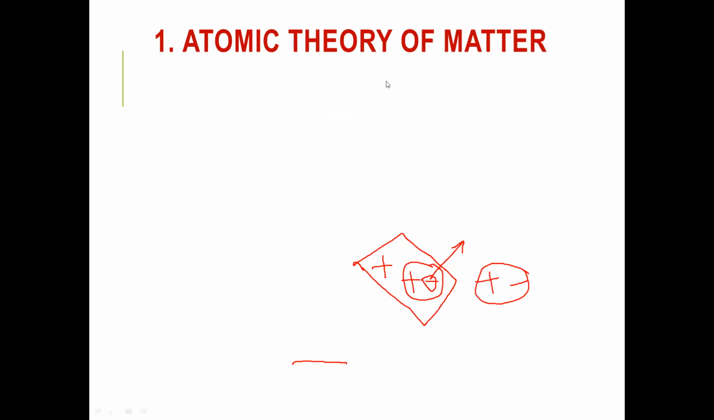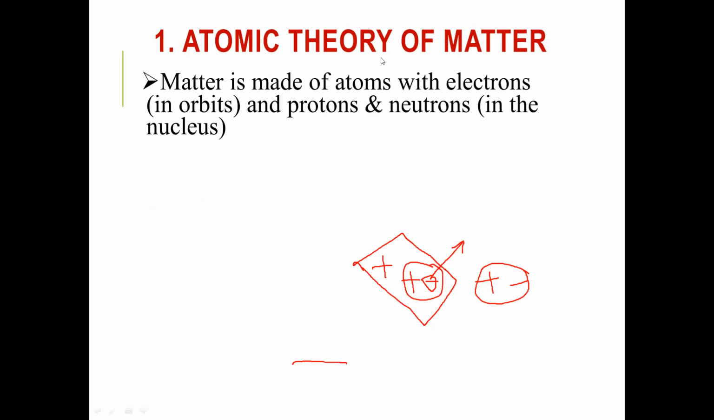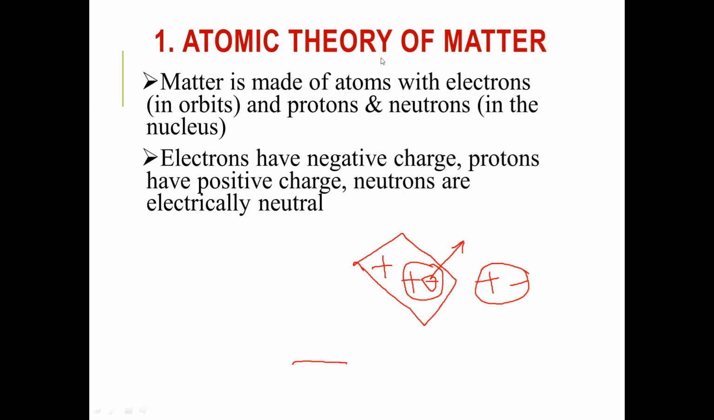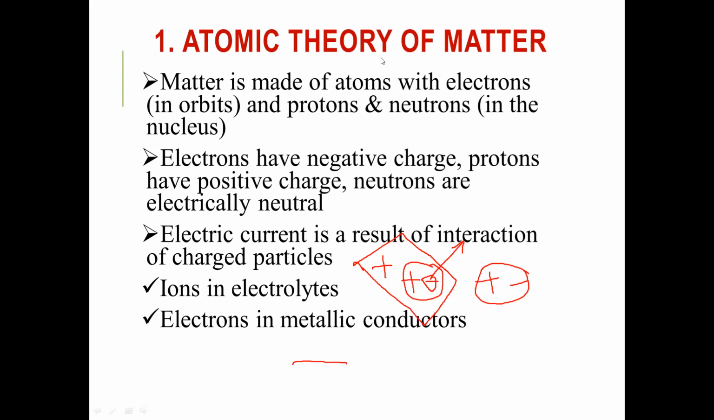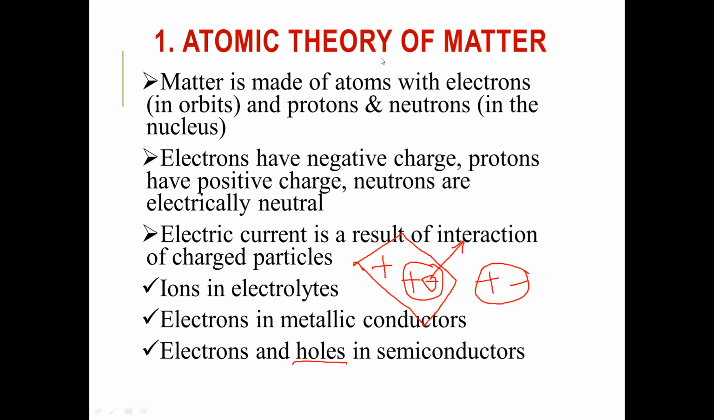Anyway, let me move fast from when I started. So we said matter is made of atoms and electrons, protons, neutrons. Electrons have negative charge, protons have the positive charge, and neutrons are electrically neutral, right? Then the electric current is a result of interaction of charge or the movement of charge. Ions carry charge in electrolytes. Electrons carry charge in metallic conductors. Electrons and holes carry charge in semiconductors. And I was explaining how a hole is created, right?